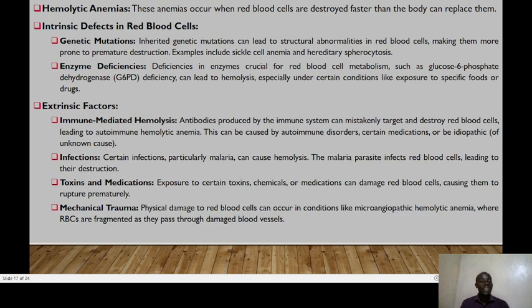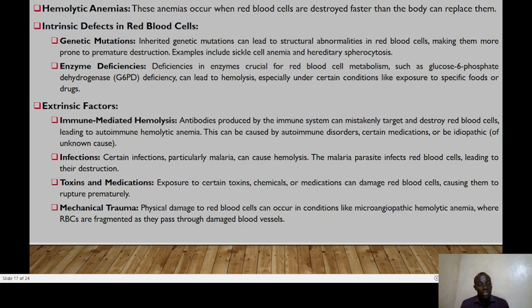Also, extrinsic factors could lead to hemolytic anemia, like immune-mediated hemolysis. Antibodies produced by the immune system can mistakenly target and destroy red blood cells, leading to autoimmune hemolytic anemia. And this can be caused by autoimmune disorders, certain drugs, or be idiopathic, of unknown cause. Infections, particularly malaria, can cause hemolysis. The malaria parasite infects red blood cells, causing them to be destroyed in the body.